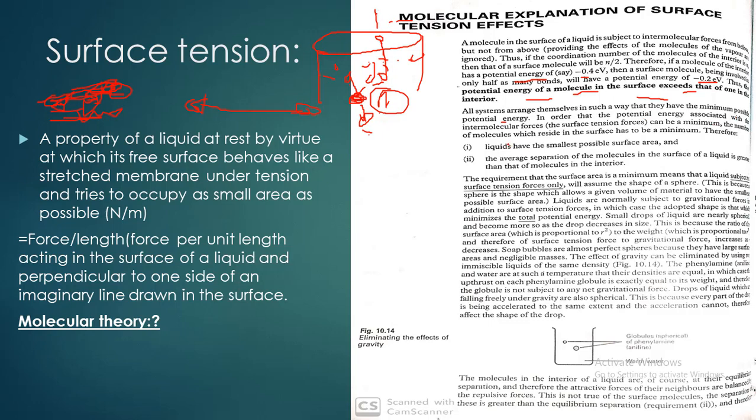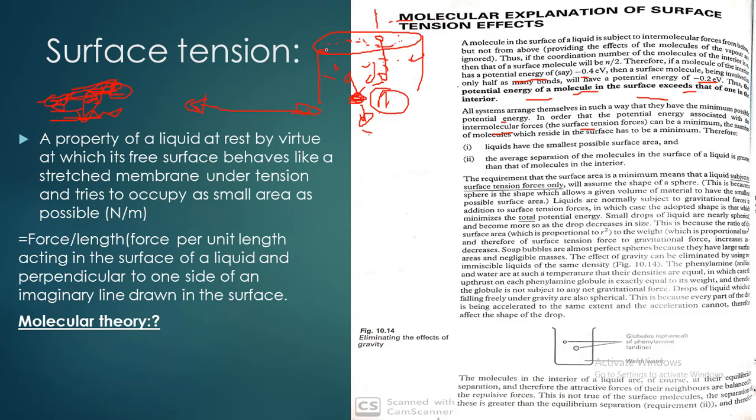So in order that the potential energy associated with the intermolecular forces, which are what cause the surface tension forces, can be minimum, the number of molecules which reside in the surface has to be minimum. So to reduce potential energy, the molecules which stay on the surface must be as few as possible, to reduce the interaction and thus reduce the potential energy. I repeat: in order that the potential energy associated with the intermolecular forces can be a minimum, the number of molecules which reside in the surface has to be a minimum. And therefore, liquids have the smallest possible surface area.